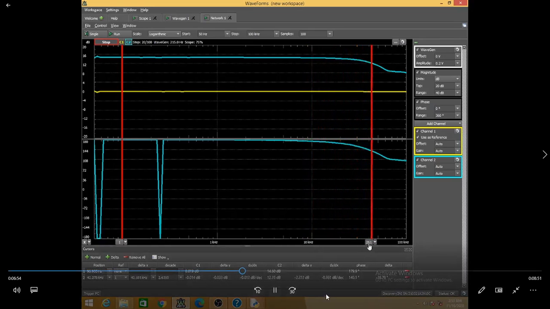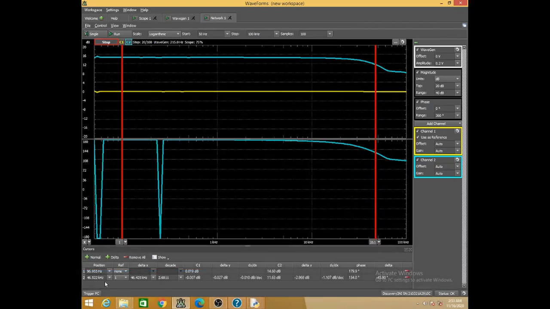Yes, sir. The second one, you can see I'm keeping it in such a way that the 3 dB frequency, sorry, delta y is minus 3 dB. Can you see the corresponding frequency there? How much? 46.86 kilohertz.